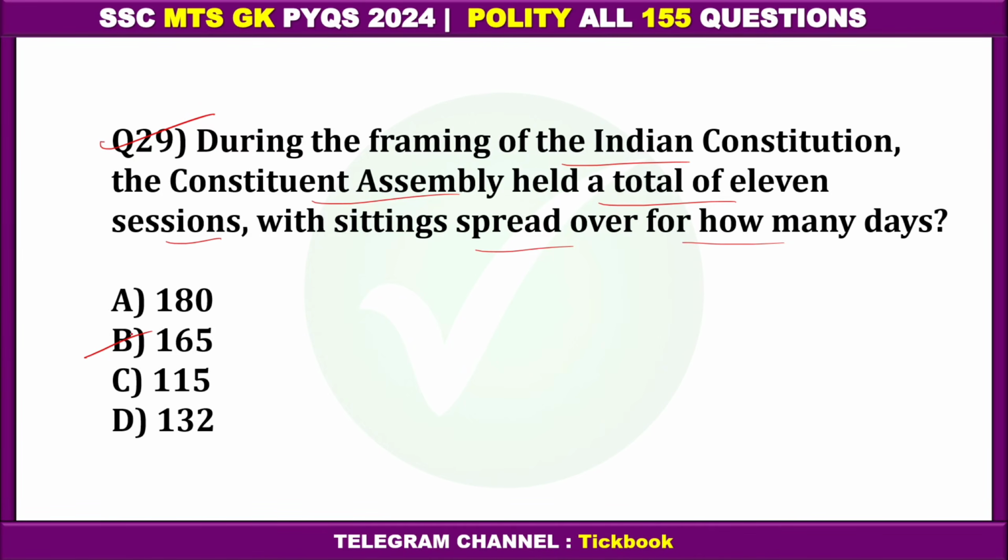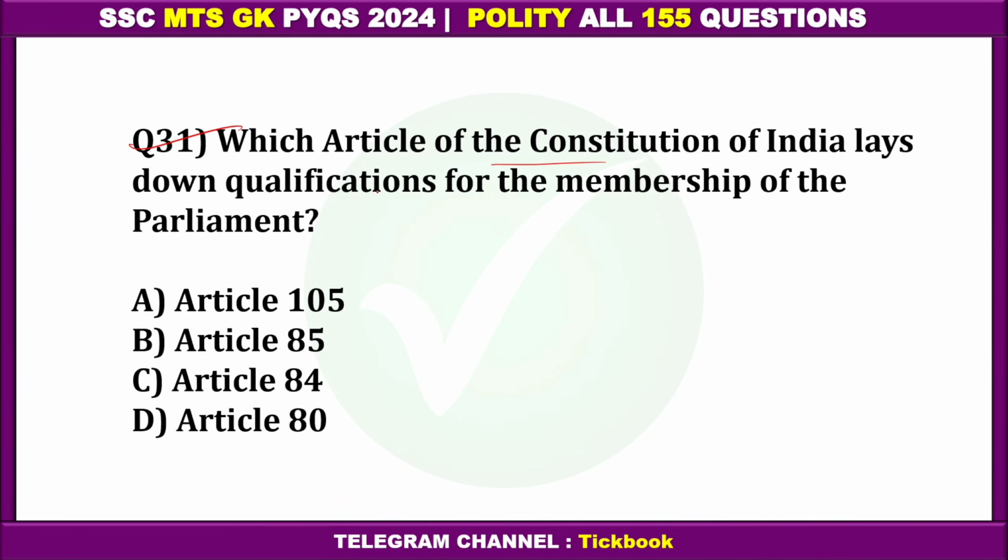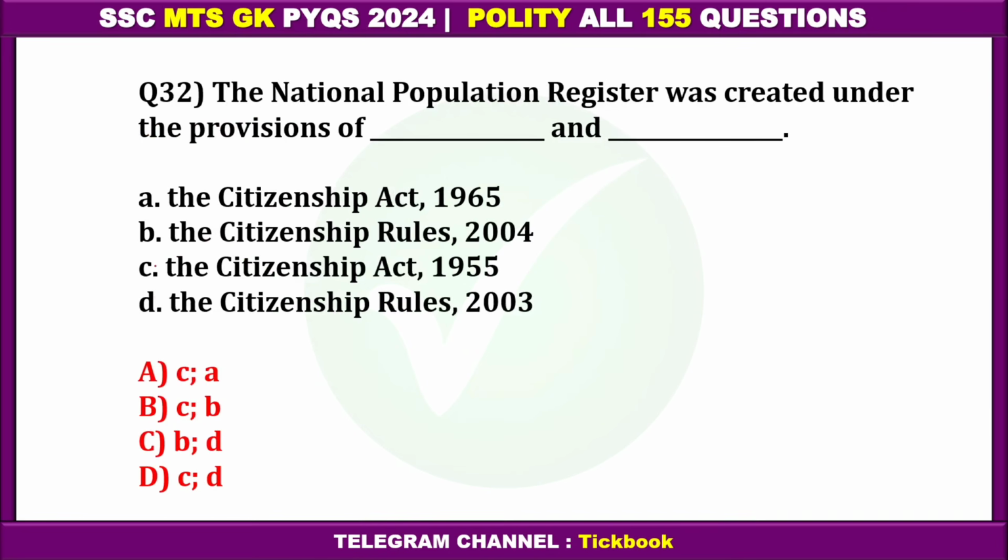Option number B, 165 days. 30. The Fundamental Right Subcommittee of the Constituent Assembly was headed by? Option number C, J.B. Kripalani. 31. Which article of the Constitution of India lays down qualifications for the membership of the Parliament? Option number C, Article 84.